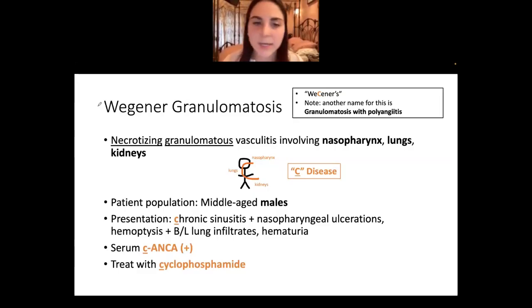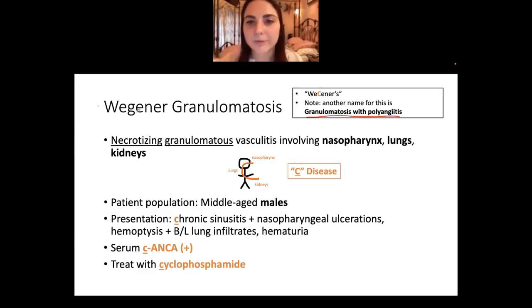I don't think it's called Wegener's anymore. In my Pathoma book, he still calls it Wegener's, but it's also from like 3 years ago. I don't know if he's updated it, but I don't believe it's actually called Wegener's anymore. So when you're doing questions, they're going to call it granulomatosis with polyangiitis. Okay? So they're the same thing.